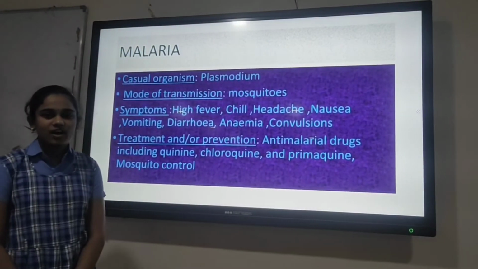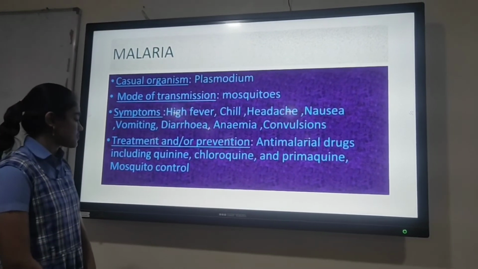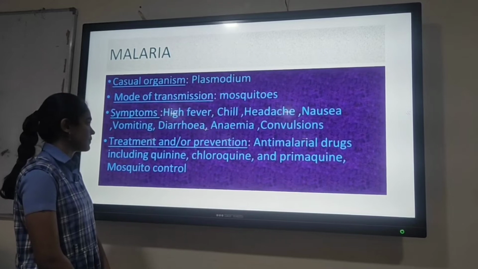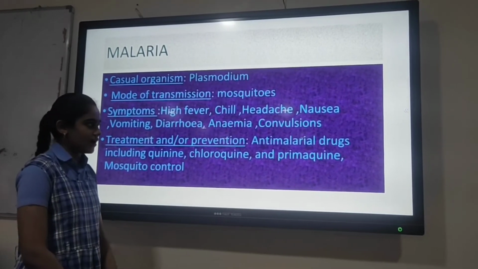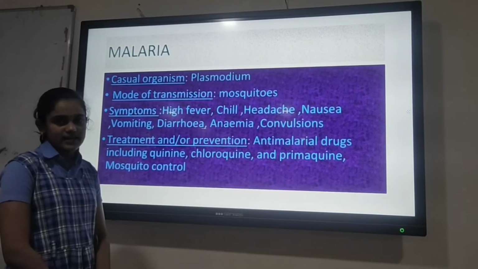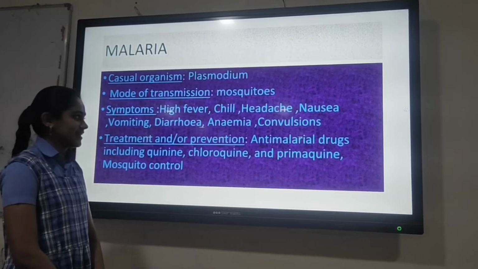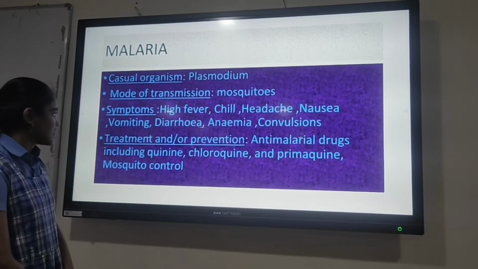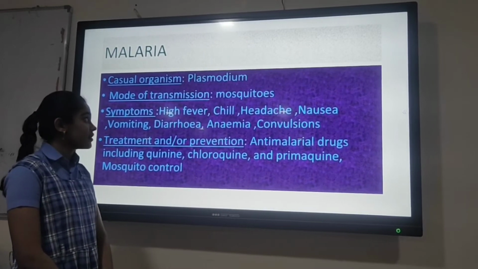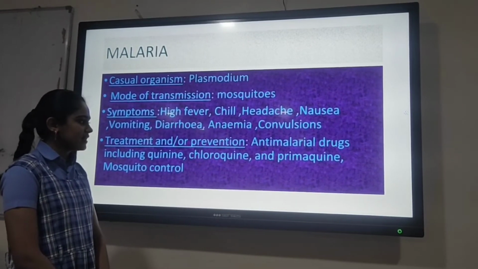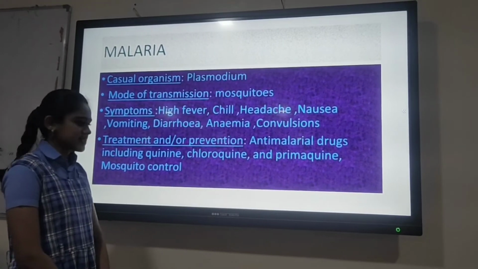Next disease is a very common disease which is known to all of us, which is malaria. Malaria is caused by the organism known as Plasmodium. The mode of transmission of malaria is through mosquitoes. Mosquito acts as a vector in the case of malaria. Symptoms are high fever, chills, headache, nausea, vomiting, diarrhea, anemia, and convulsions. Treatment and prevention are anti-malarial drugs like chloroquine, quinine, primaquine, and mosquito control.